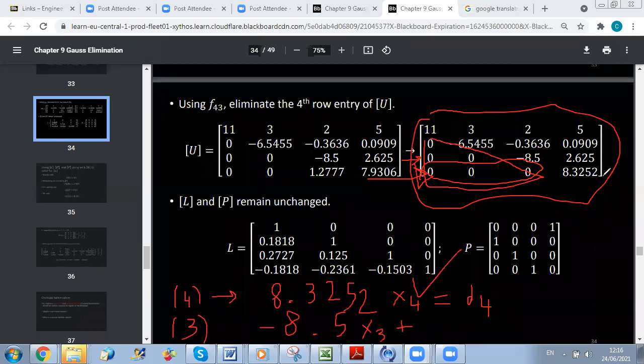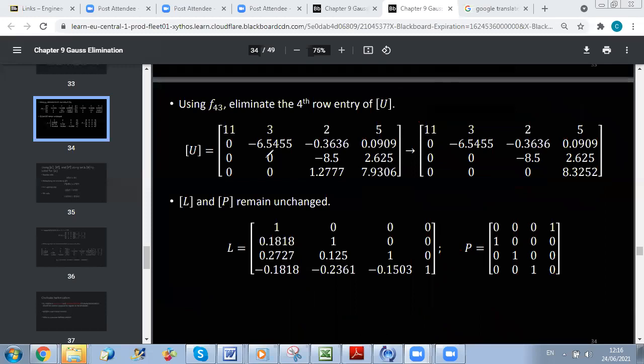plus 2.625 x4 equals to d3. Okay, and I will repeat this procedure until solving for all my x's. So I start with x4, then with x3, then with x2, then with x1. So this is called the backward substitution because I started from equation 4 to equation 1. Okay? Any question on this?